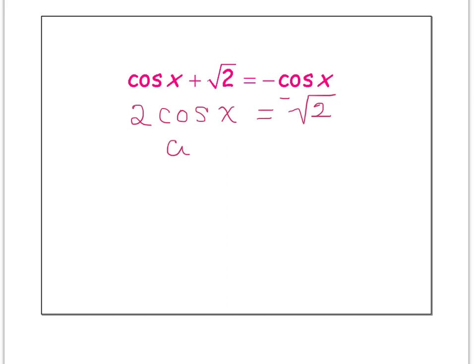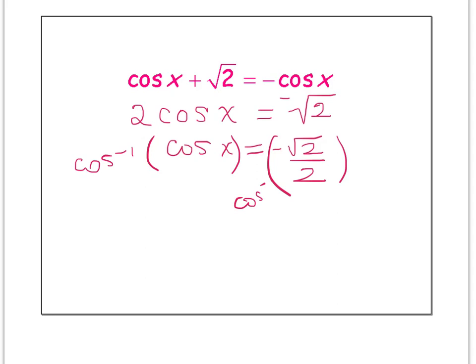So dividing both sides by 2, I have cosine x equals negative root 2 over 2. And so now the question is, what are the values of x? By, again, taking the cosine inverse of both sides, I'm really saying that x is equal to the cosine inverse of negative root 2 over 2.